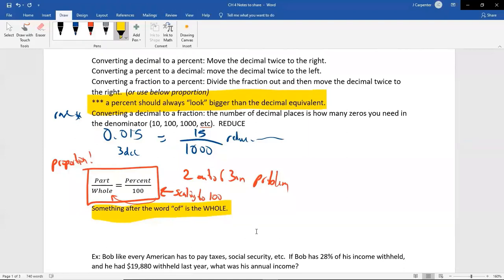All right. Bob, like most Americans, has to pay taxes, Social Security, etc. If Bob has 28% of his income withheld amongst those groupings, so when I say withheld, I'm talking about taxes, Social Security, Medicare, all that stuff, whatever. Like, not FICA, that's credit score. What am I saying there? And he had $19,880, so about 20 grand withheld last year. So Uncle Sam took 20 grand from Bob. You know, Bob's probably not happy about that, but there's some other things going on here, so let's not panic yet. What was his annual income?